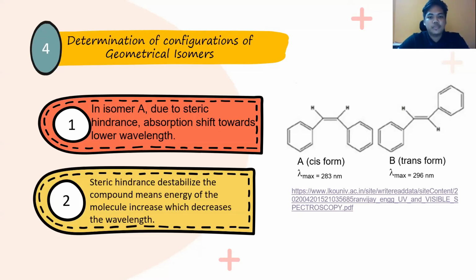geometrical isomers. There are 2 types of isomer on the right side, isomer A and isomer B. Isomer A shows the cis formation, while B is trans. As you can see, isomer A has a lower wavelength compared to isomer B, which are 283 nanometers and 296 nanometers. Why isomer A has a lower wavelength is due to steric hindrance.